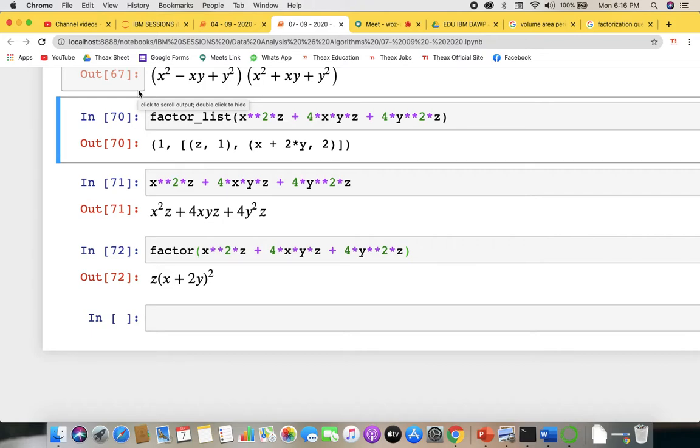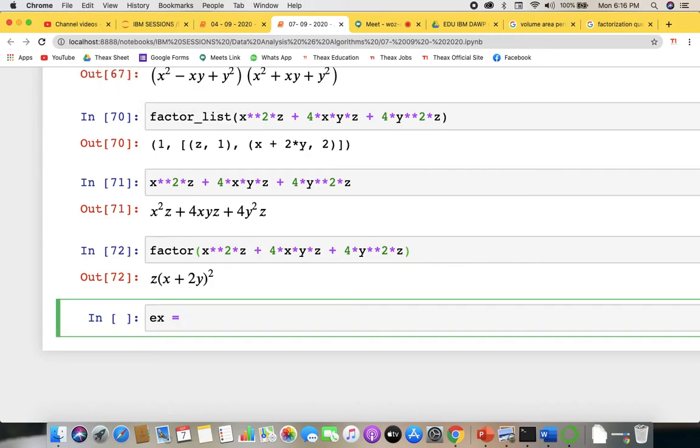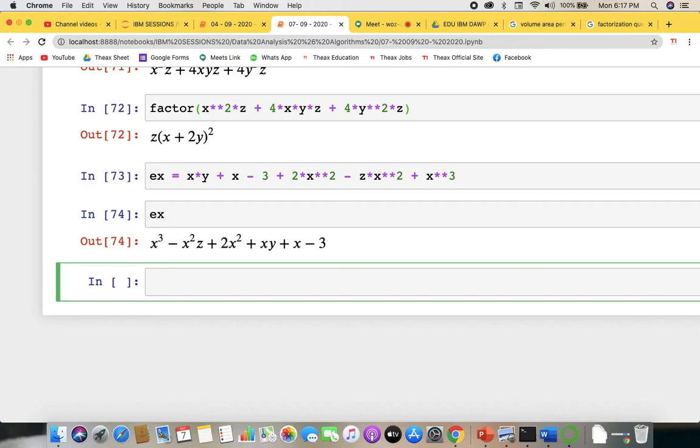Right. Similarly, there is a function called collect. This function collects additive terms of an expression with respect to a list or expression with some rational exponents. Like if I take an expression: xy plus x minus 3 plus 2x square minus zx square plus x cube. So if the equation is x cube plus x square, which is x square z, where it is.